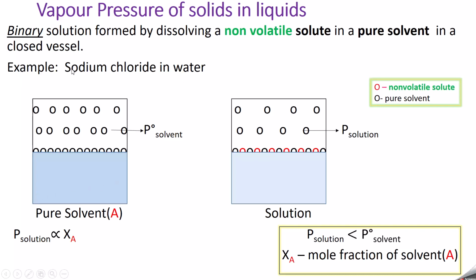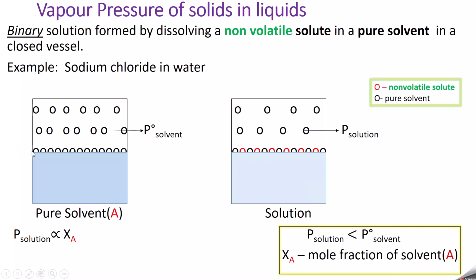So you take a closed container where you have a pure solvent. Now the vapor pressure of the pure solvent is taken as P0 of the solvent. Now you add a non-volatile solute into the solvent to form a solution. Now find out the vapor pressure of the solution, which is taken as P solution. When you compare the two, the vapor pressure of the solution is found to be lower than the vapor pressure of the pure solvent.